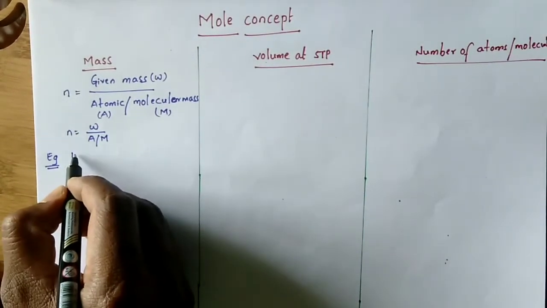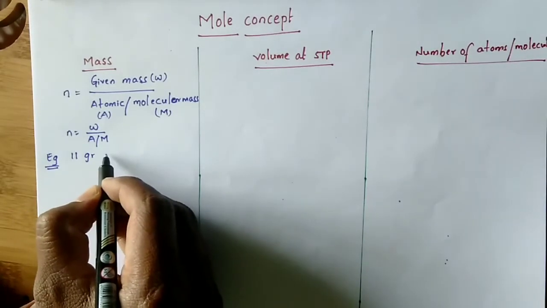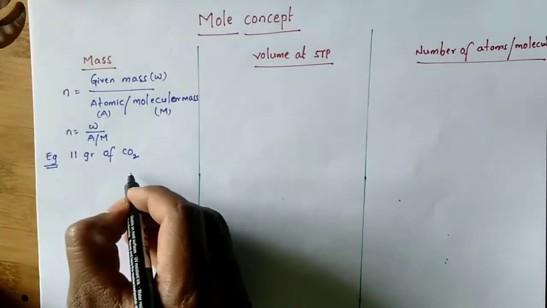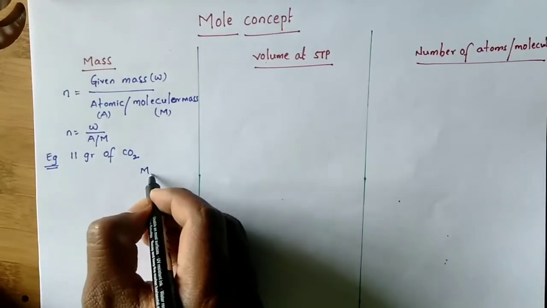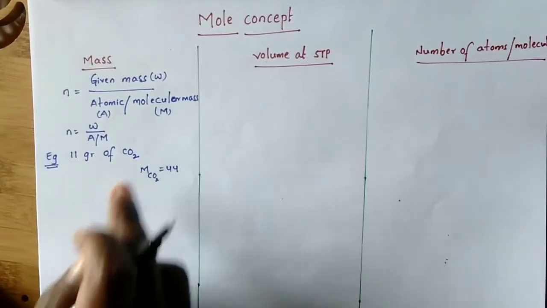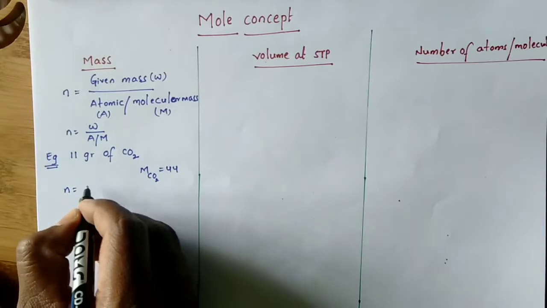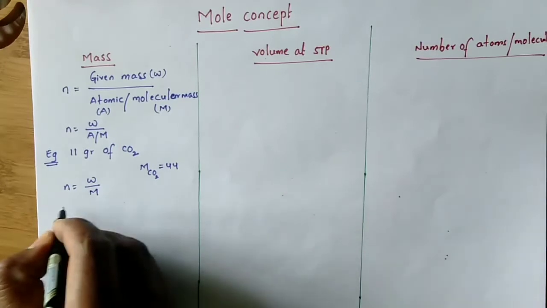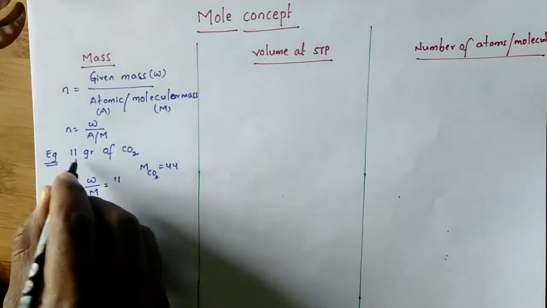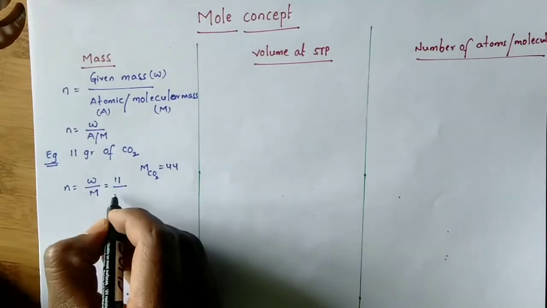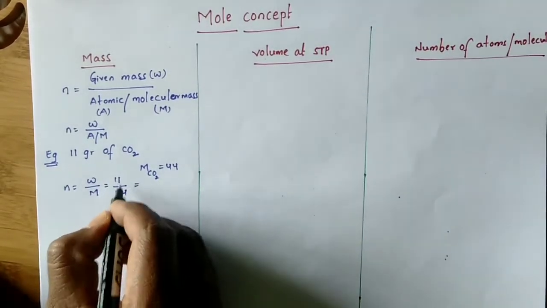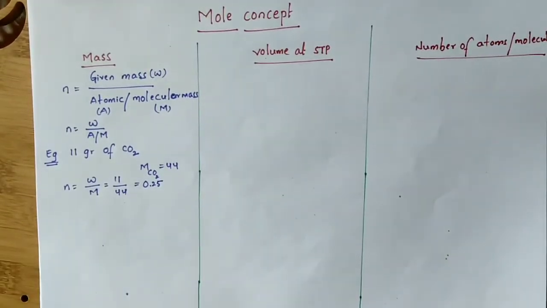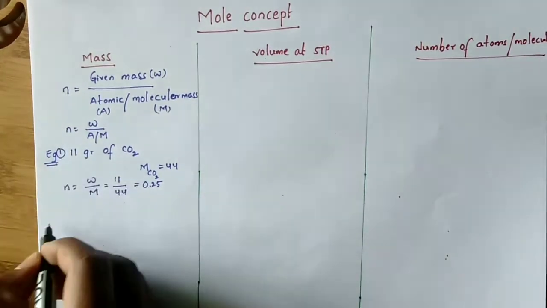For example, I am taking 11 grams of carbon dioxide. It is a molecule, and its molecular weight is 44, since one carbon and two oxygens are there. So number of moles equals given mass by molecular mass of carbon dioxide, which is 11 by 44, that is 1 by 4. Number of moles is 0.25.